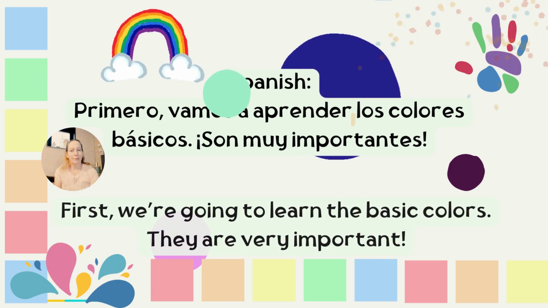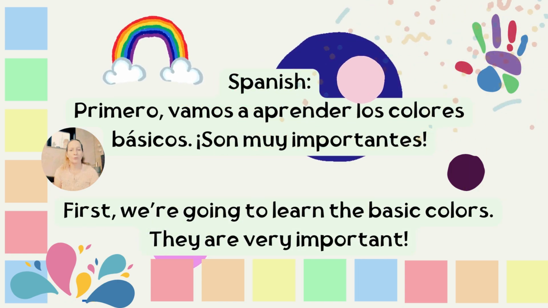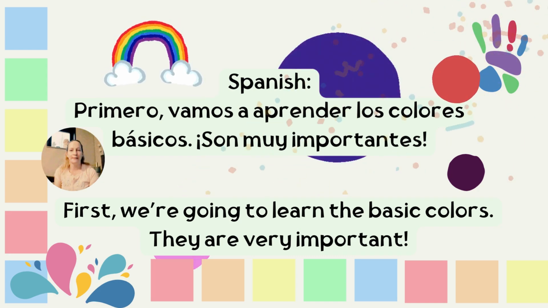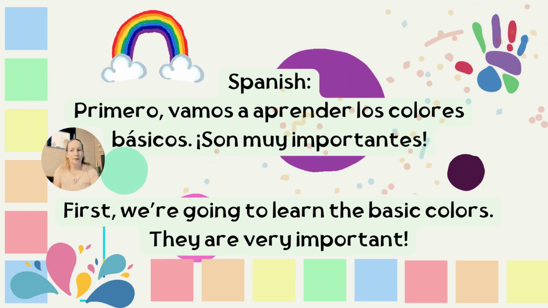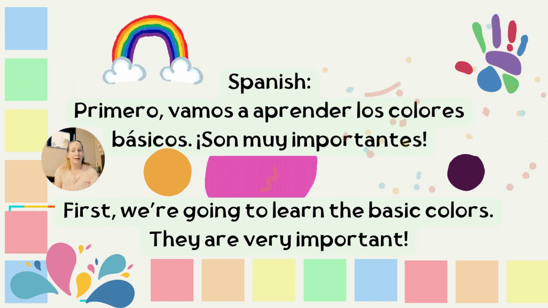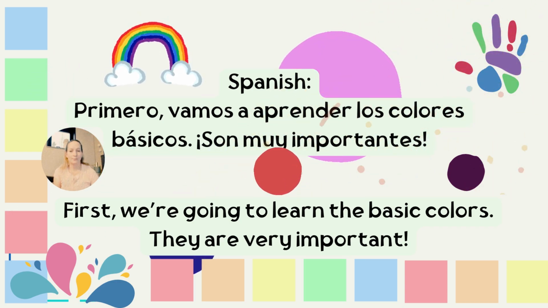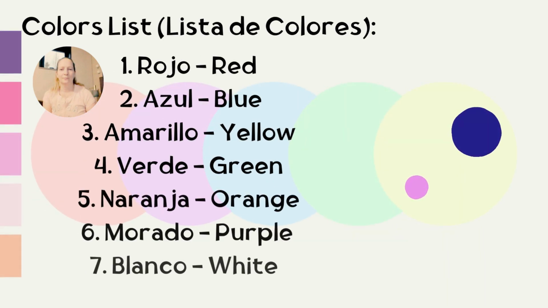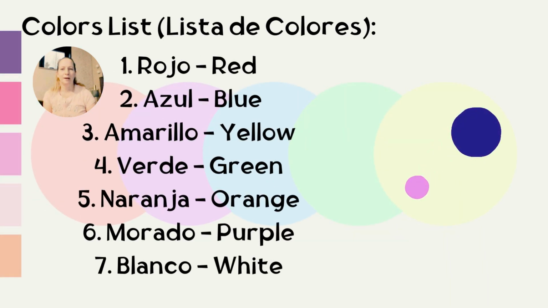Primero, vamos a aprender los colores básicos. Son muy importantes. First, we're going to learn the basic colors. They are very important. Colors list. Lista de colores. Rojo, azul, amarillo, verde, naranja, morado, blanco.